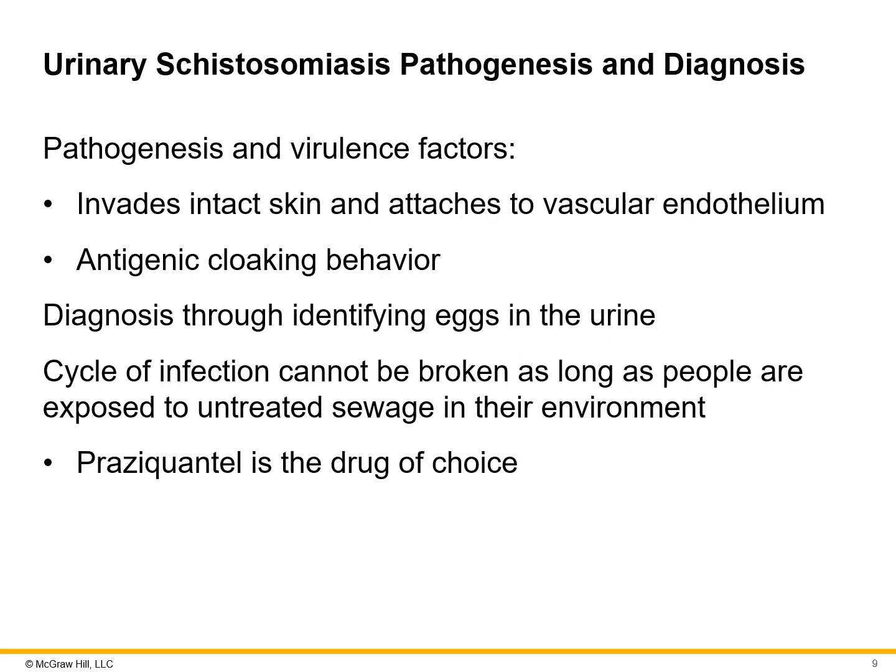As for the pathogenesis, it is able to invade the skin. It attaches to the vascular endothelium, again that inner lining of our blood vessels, and it has this antigenic cloaking behavior that helps it evade the immune system. It is detected by looking for the eggs of the helminth, and there is a drug typically used to treat it called praziquantel or oxamniquine.